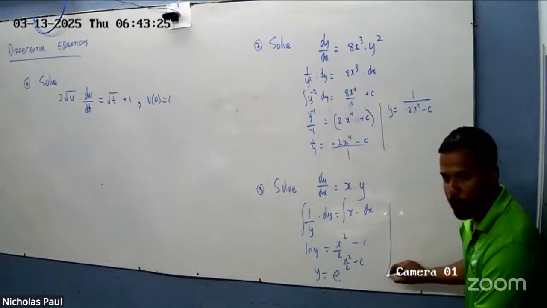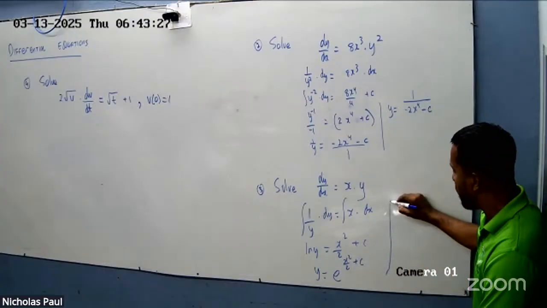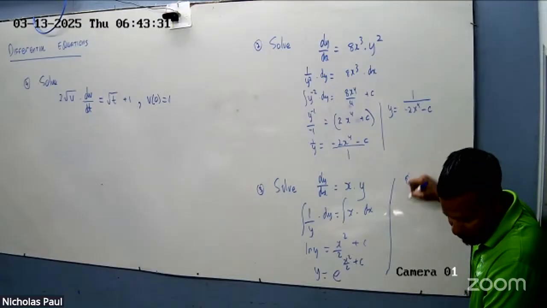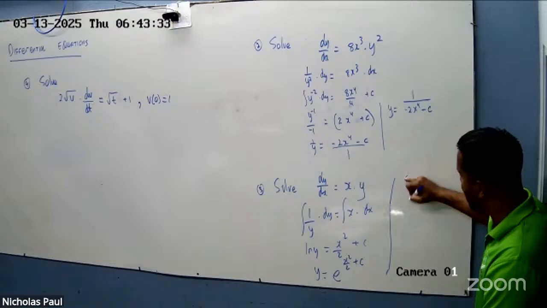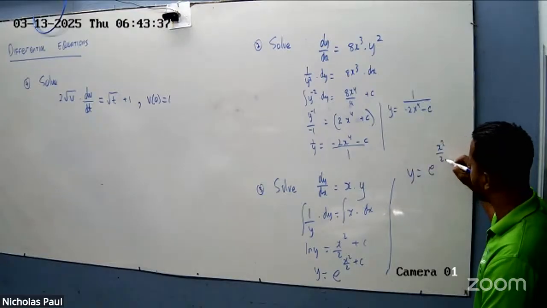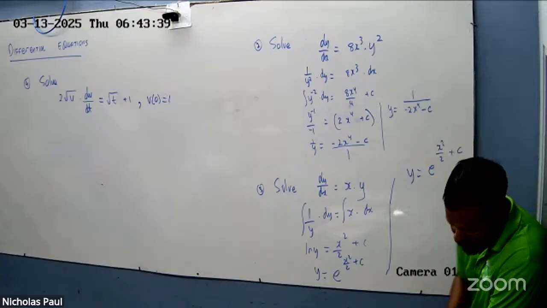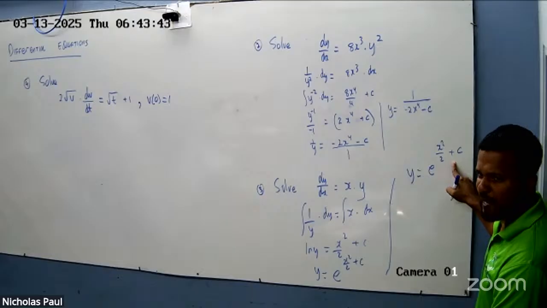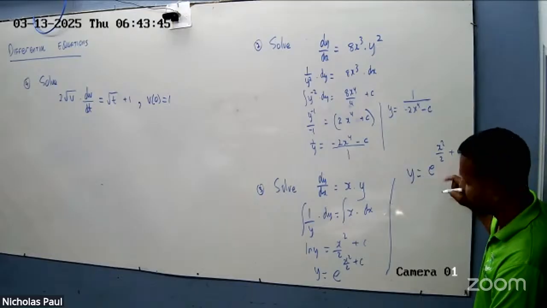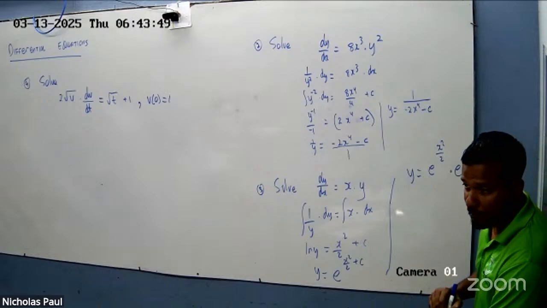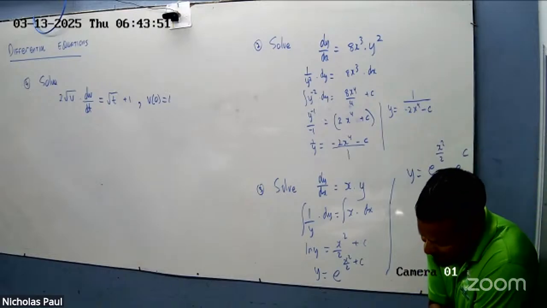But just watch this here for 1 minute, right? When you reach here, y is equal to e to the x squared on 2 plus c, right? What does plus mean? Plus means that you're actually multiplying, right? So I would have written it like this, right? That's okay? And e to the c is really what?